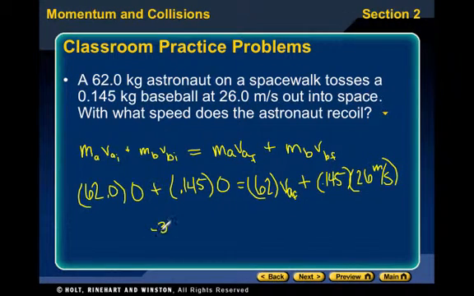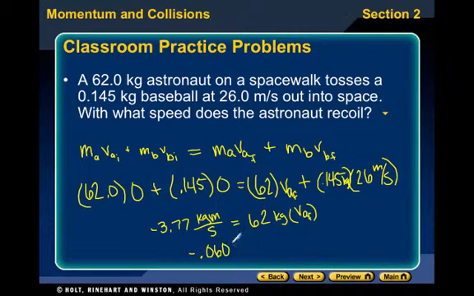So we're going to have a negative 3.77, because we took the 0.145 times 26 is 3.77, and that would be newtons, right? No, kilogram meters per second. And so we're subtracting over, so we have a negative value. Now we're going to divide by 62, and we get 0.0608, and it would be negative. 0.0608. Our kilograms would cancel out, and we're left with meters per second.